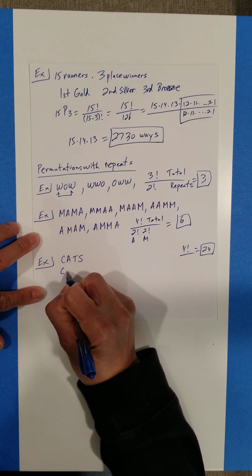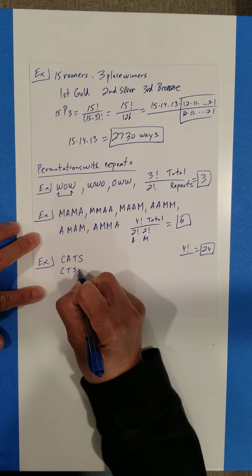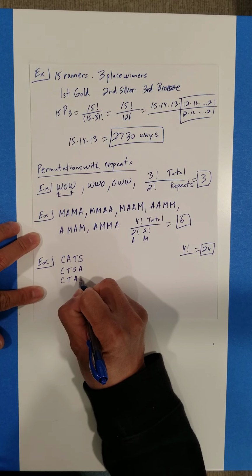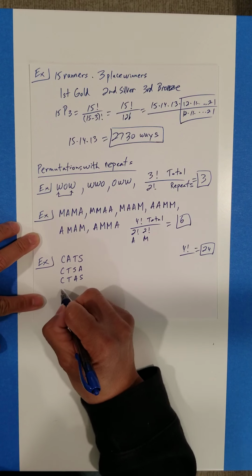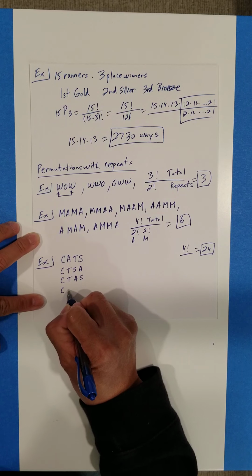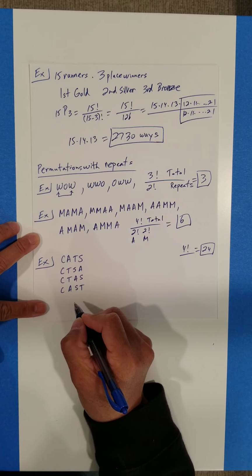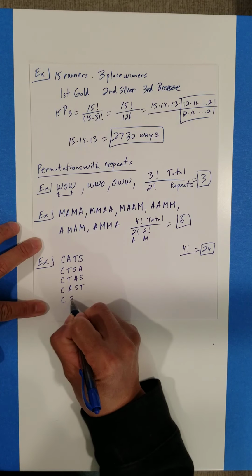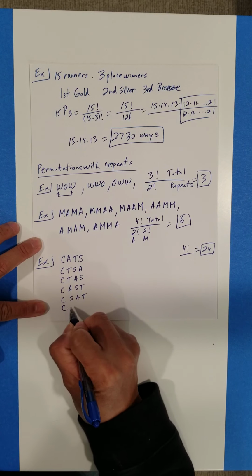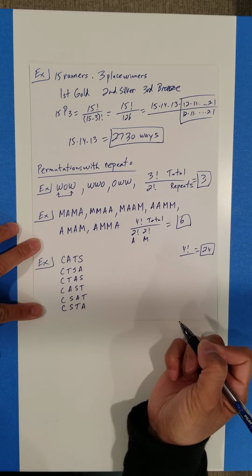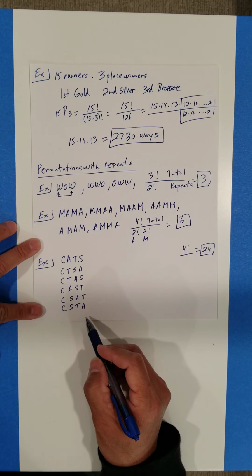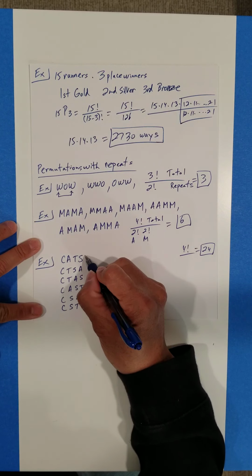I can do C, T, S, A. I can do C, T, A, S. I can do, let's see what else, C, A, S, T. And I can do C, S, A, T, C, S, T, A. Right? So there's 6 ways right there. And then if I repeat this 4 more times, I will get 24.